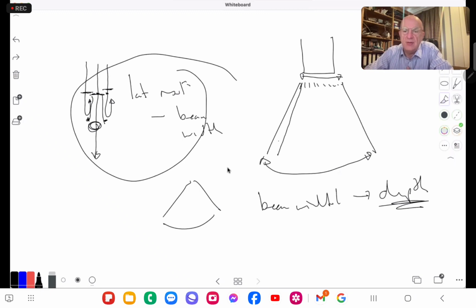So that means, because beam width determines lateral resolution, you've got good lateral resolution at the top of the screen and less good lateral resolution at the bottom of the screen. I'll come back to that tomorrow.